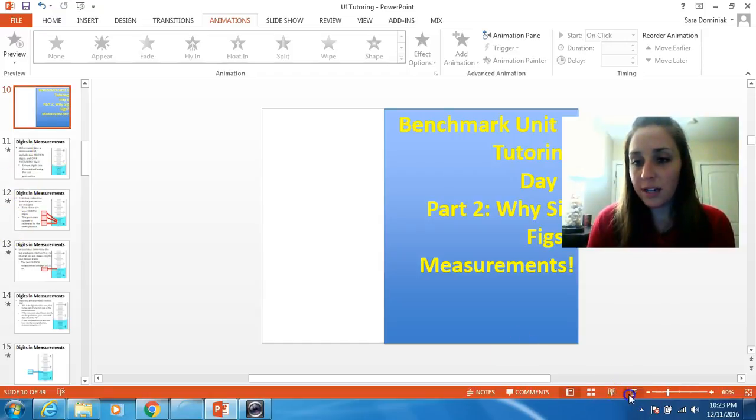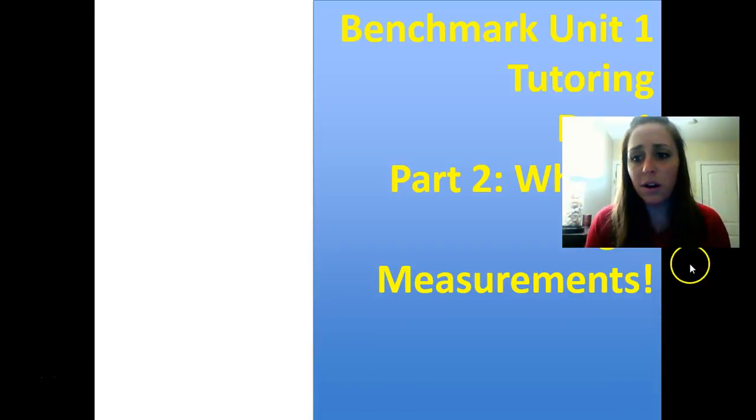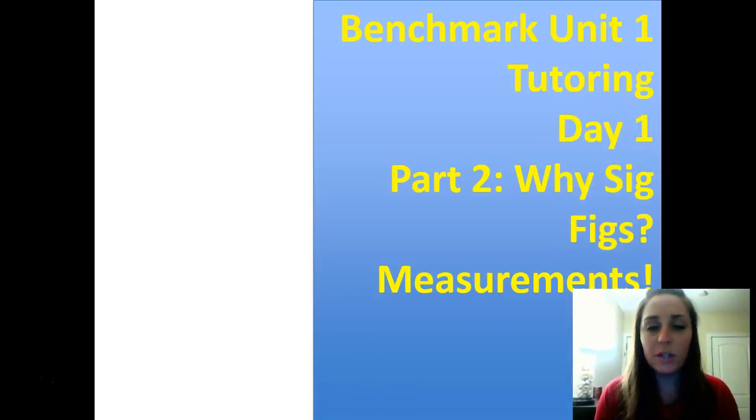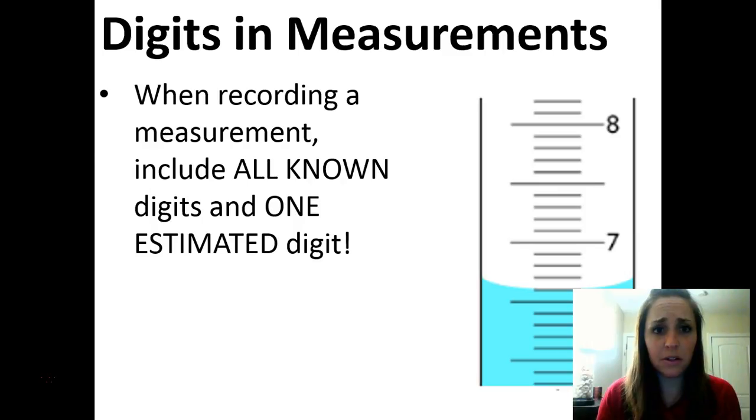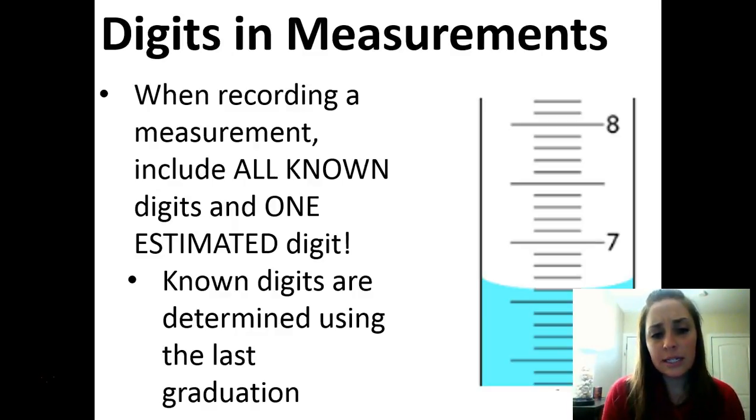So we talked last video about what sig figs are, and which digits are sig figs, but the point is, why do we care? It matters when you're taking measurements. When you're recording a measurement, and this is really, really important, if there's anything you get from today, this should be one of the top things: whenever you take a measurement, you have to list all of your known digits, and at the end, there's always one that you estimate. By known digits, I mean the digits that are shown in the graduations.